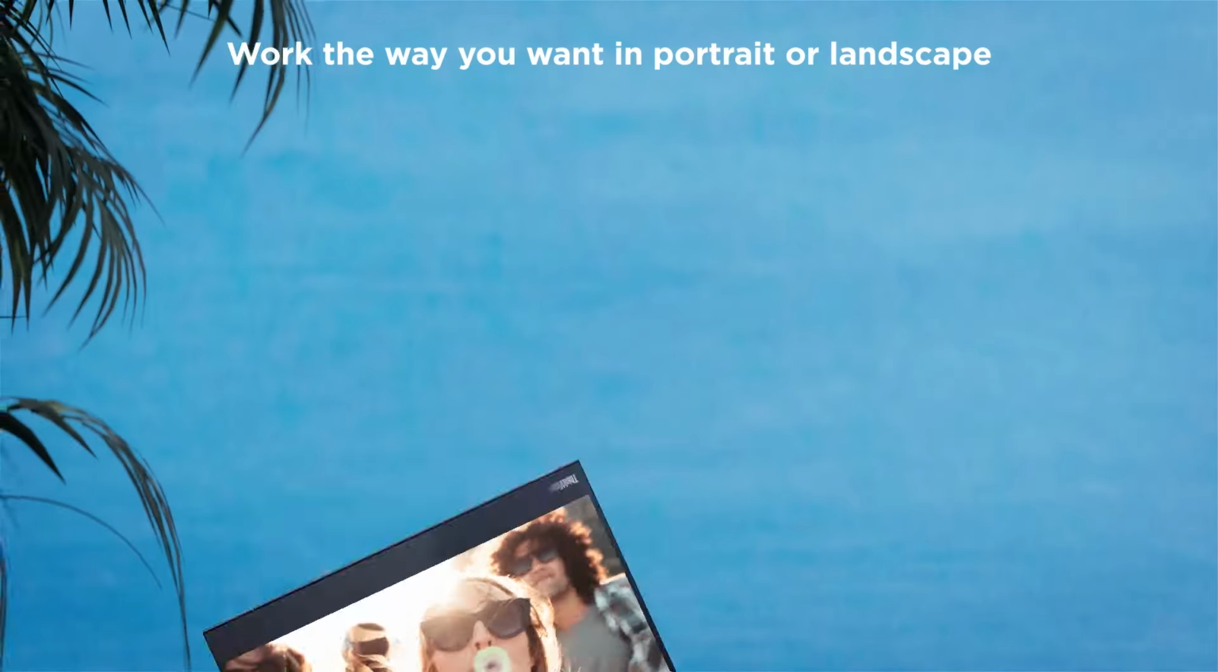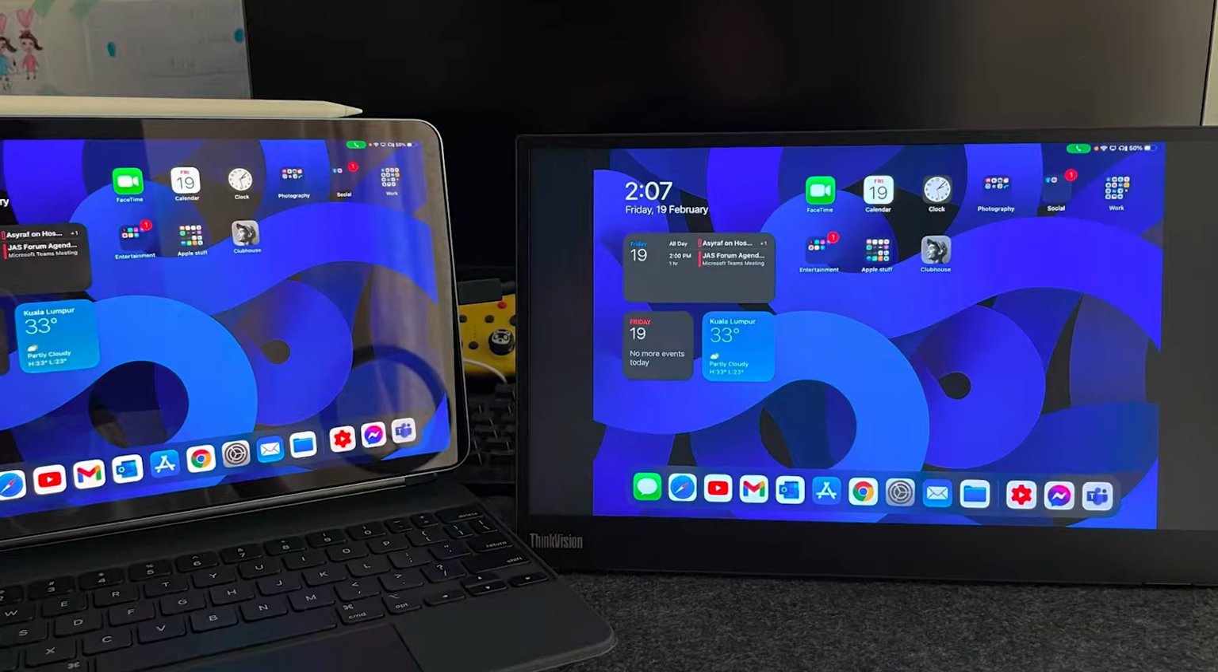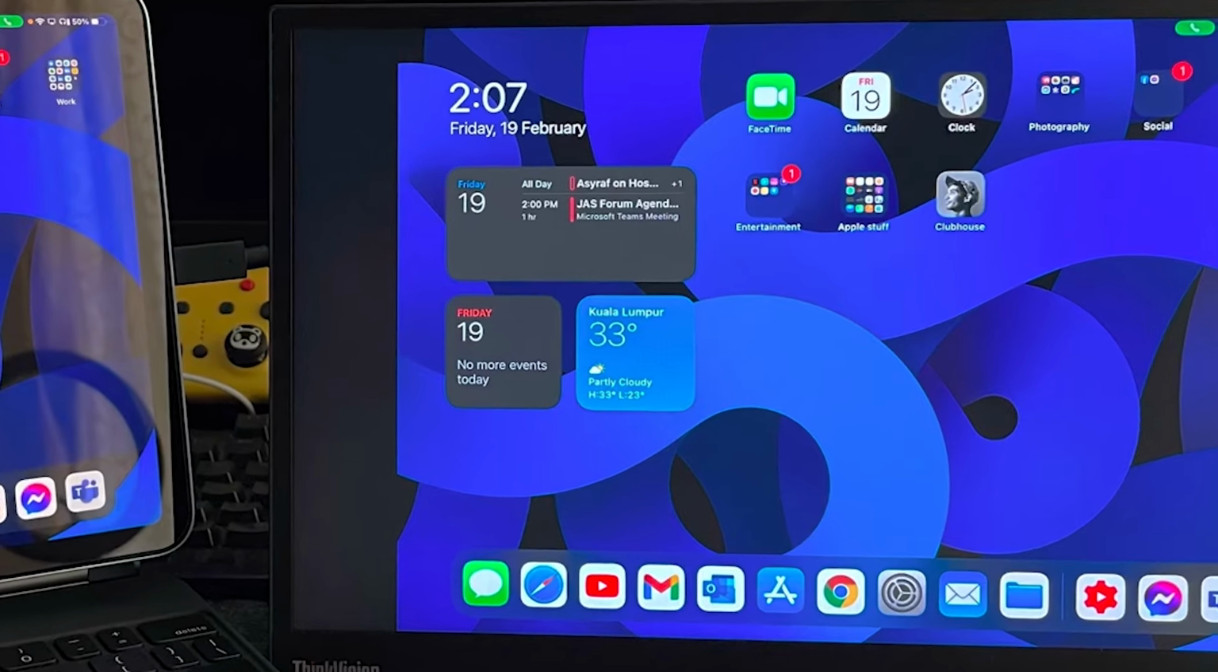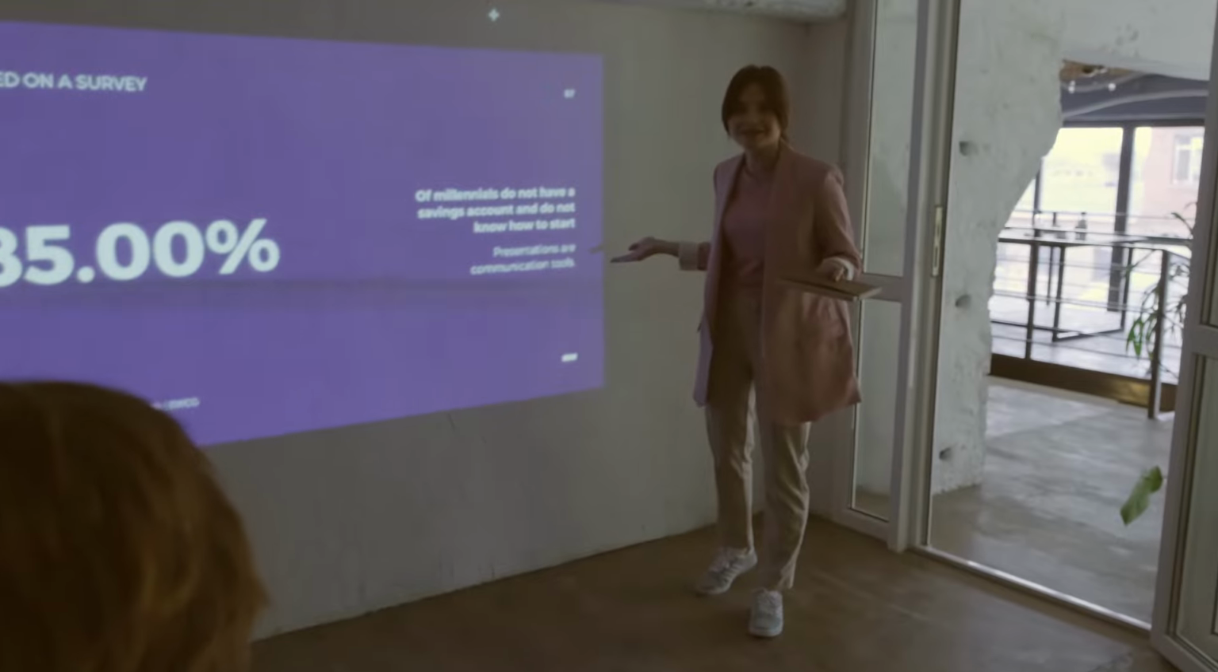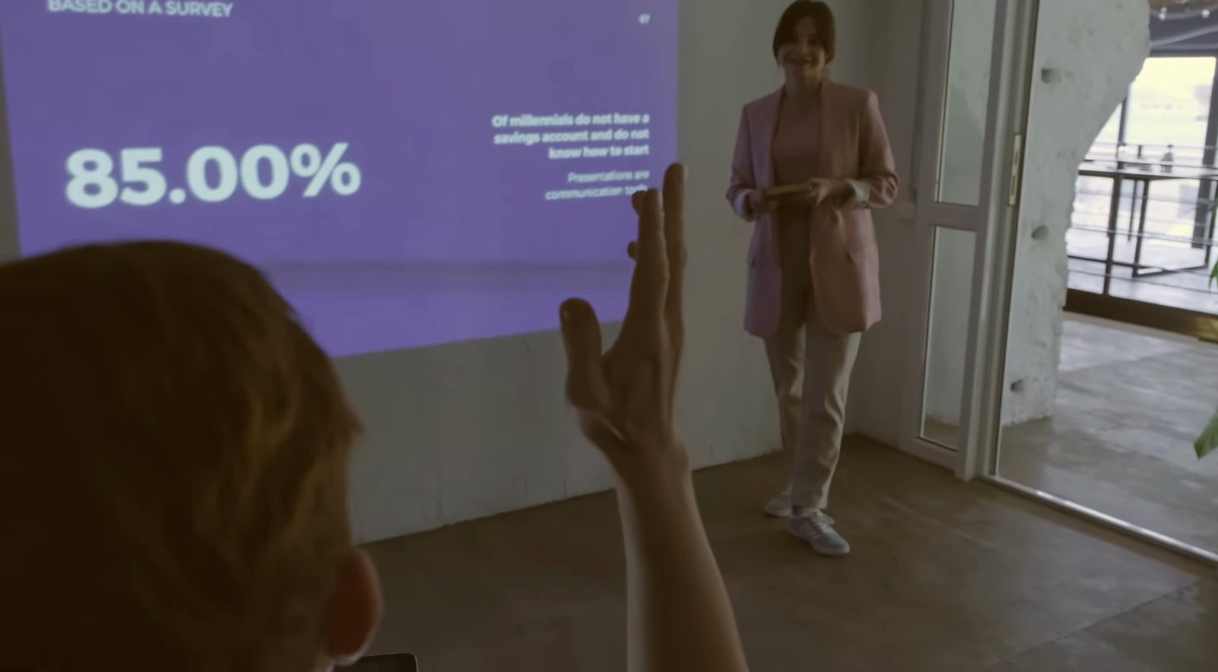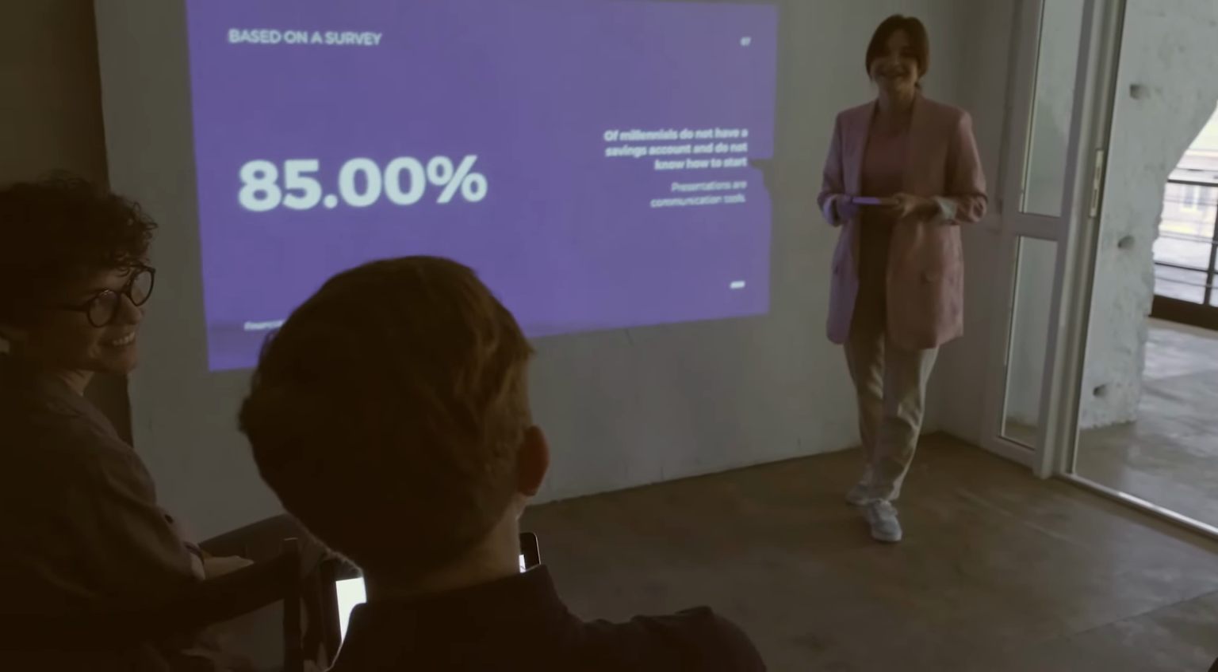The auto-rotate feature is another neat addition. It automatically adjusts the display orientation when you switch from portrait to landscape mode, so no need to fumble with settings. I believe this is a crucial feature, especially for those working on presentations or needing to read documents in portrait mode.